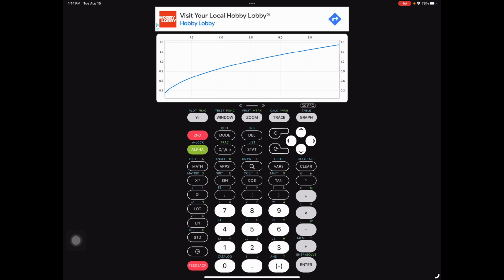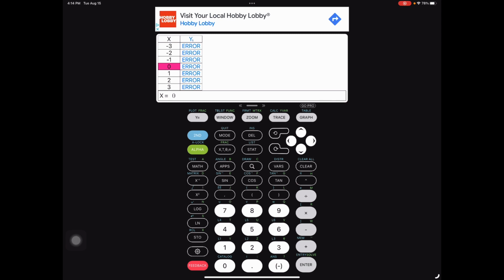So hit second graph and look at your table. You see all the error symbols that I'm getting. I'm going to keep going down and down until I finally don't run into that error message. So you can see across from 6 is error, but as soon as I get an x value of 7, I get 0. Then 8, I get 1, and so on. So that's telling me right there that my x's start at 7 and my y's start at 0.